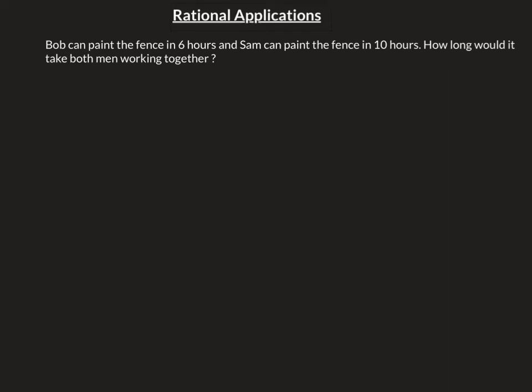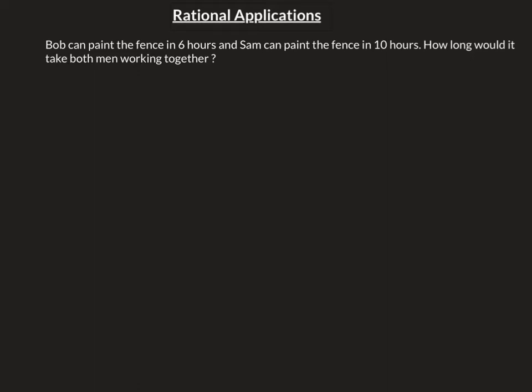In this video, I'll show you how to solve this rational applications problem. Bob can paint the fence in 6 hours and Sam can paint the fence in 10 hours. How long would it take both men working together? So our first step would be to underline important information.